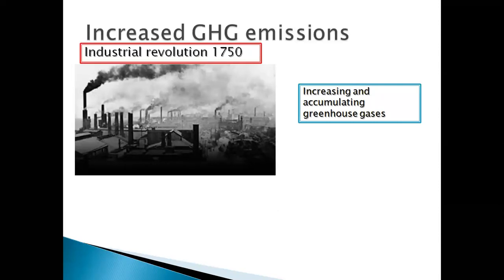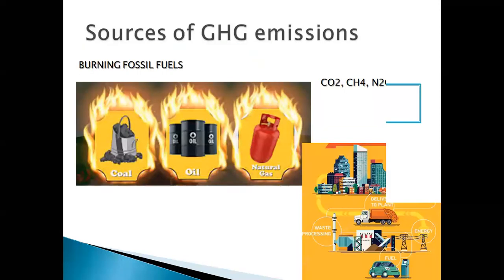Okay, so the sources of GHG emissions. So we have here burning of fossil fuels. So meaning things that come from fossils. Examples of fossil fuels: coal, oil, and natural gas. What they produce: emissions of CO2 carbon dioxide, methane, and nitrous oxide. Okay, N2O.